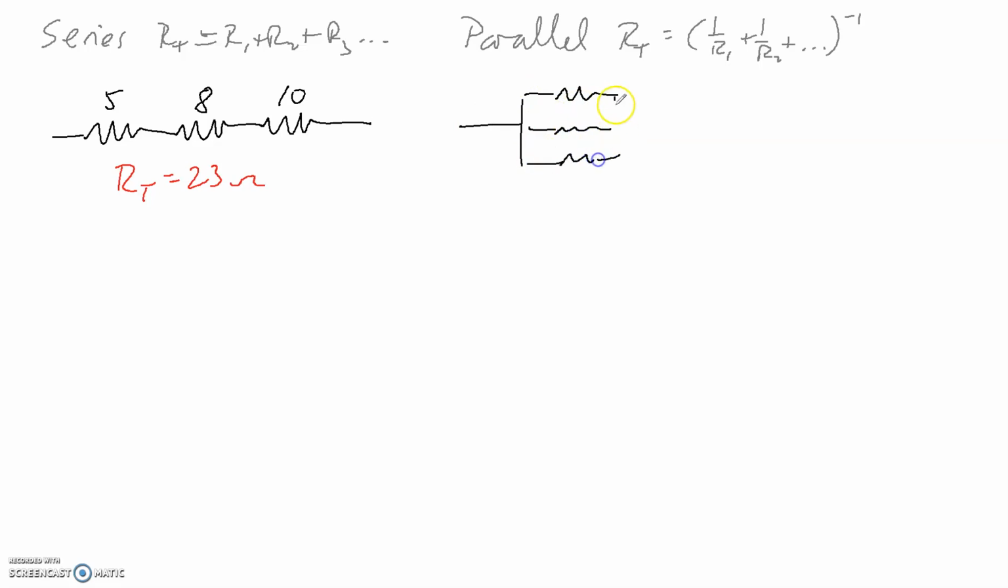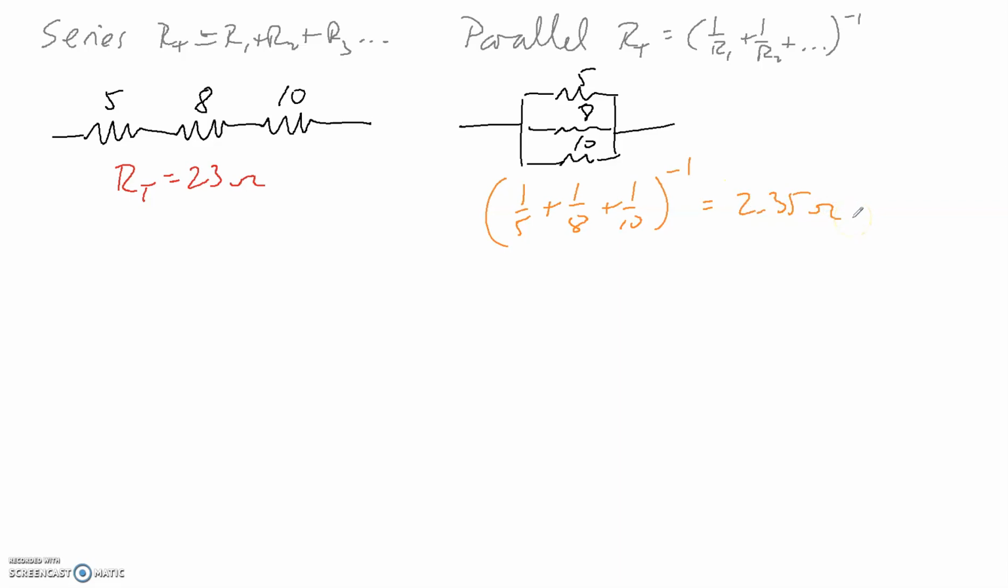Now if we took the exact same three resistors and put them in parallel, maybe something like this. So here's your 5, your 8, and your 10. And if we want the total resistance now, we have to do it a little bit differently. So the total resistance for this one, we have to do the 1 over 5 plus 1 over 8 plus 1 over 10. We've got to add those three fractions together. Most people just do it as decimals. Add those all up and then invert it to get the total resistance. And if we do all that, we get a total resistance of about 2.35 ohms.